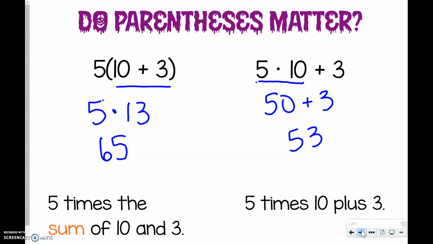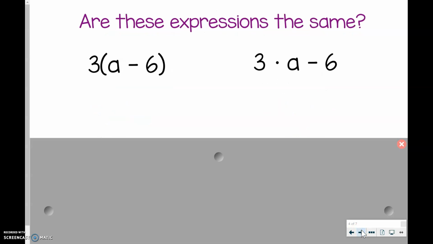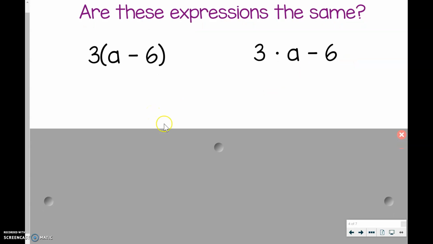Now this one doesn't have numbers in place of our variables, but let's see if it would apply here too. Okay, are these expressions the same? Well, no, because if I look at them set up, this is representing 3 times this entire difference of a minus 6, whereas this is just showing 3 times a and then minus 6. So even though we don't know what a is, these are very different expressions and phrasing.